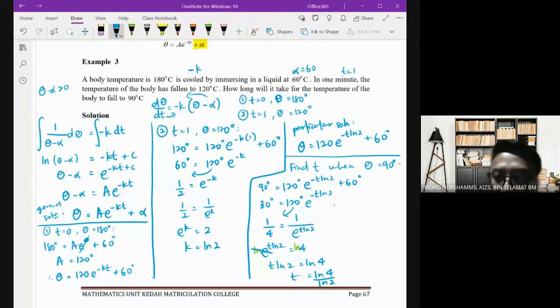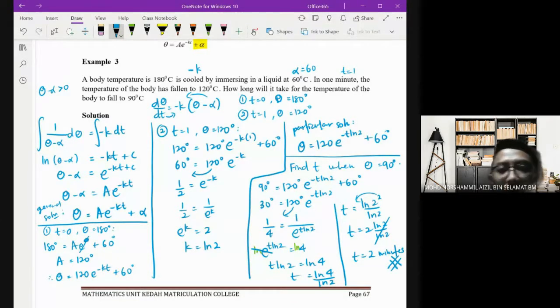Okay, T equals ln 4, guys. Ln 4 is actually ln 2 to the power of 2. The 2 we can bring forward. So 2 ln 2 over ln 2. So these two can be cancelled off. That's why your T is 2. 2 means 2 minutes. Okay, done with example number 3.